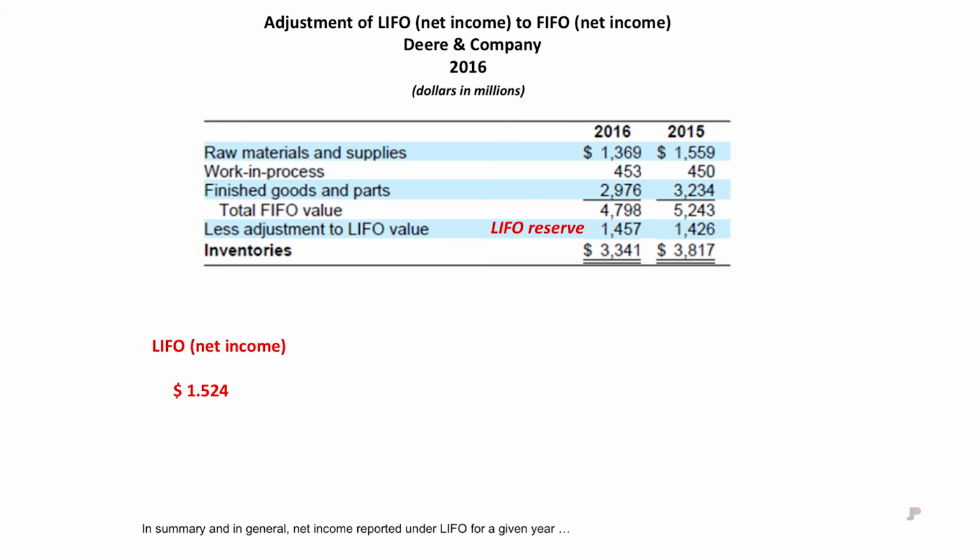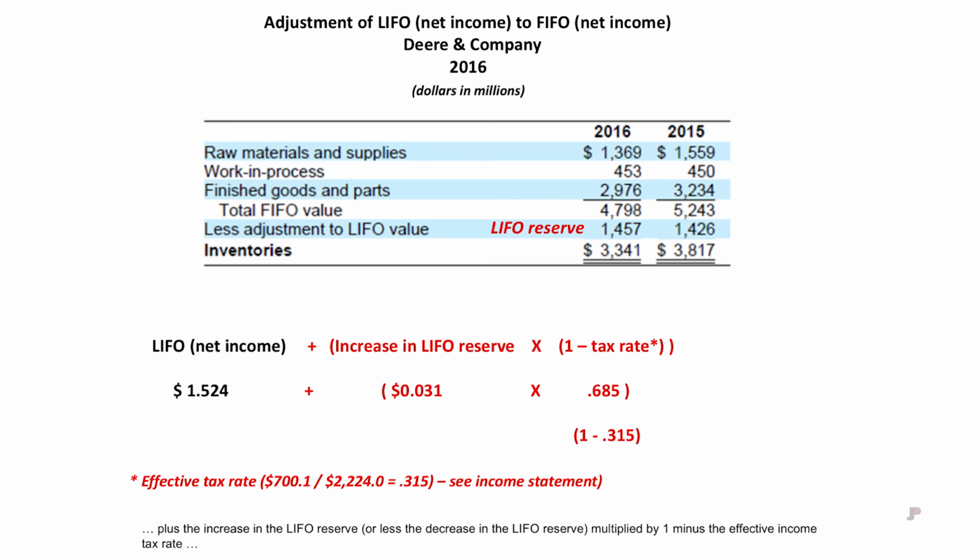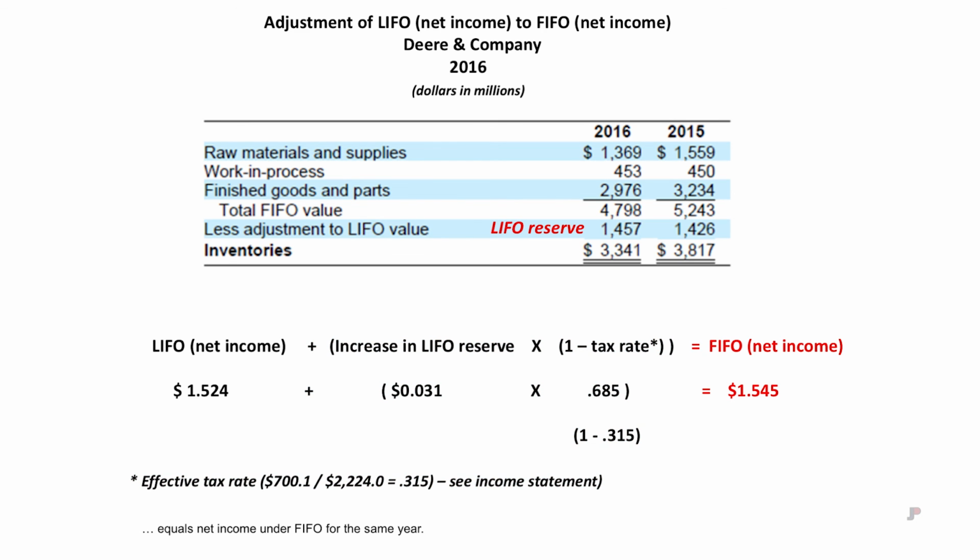In summary and in general, net income reported under LIFO for a given year, plus the increase in the LIFO reserve, or less the decrease in the LIFO reserve, multiplied by 1 minus the effective tax rate, equals net income under FIFO for the same year.